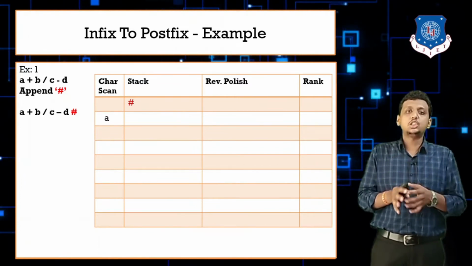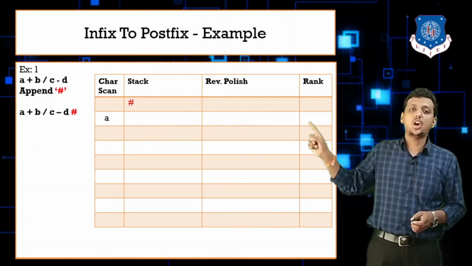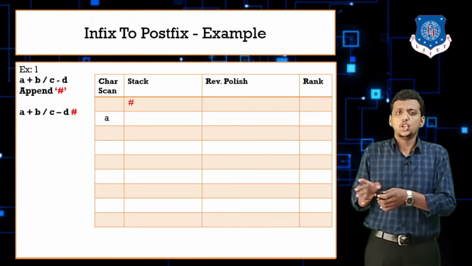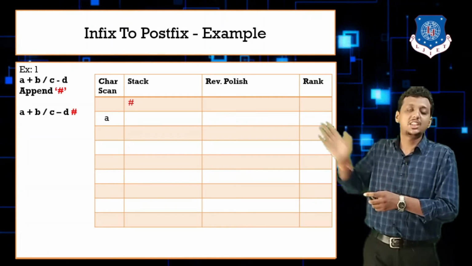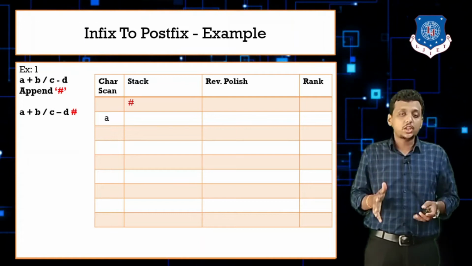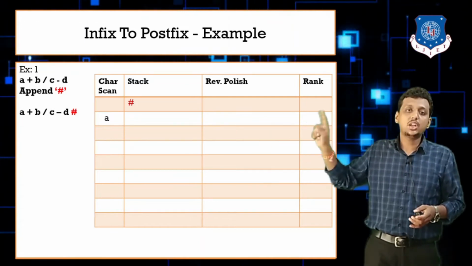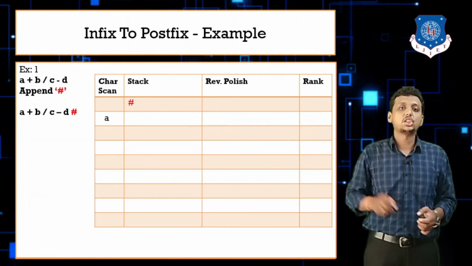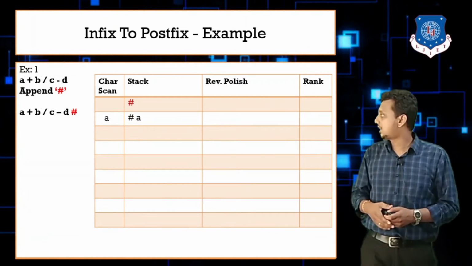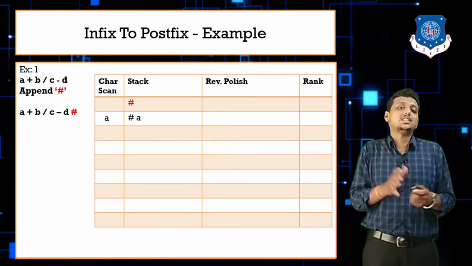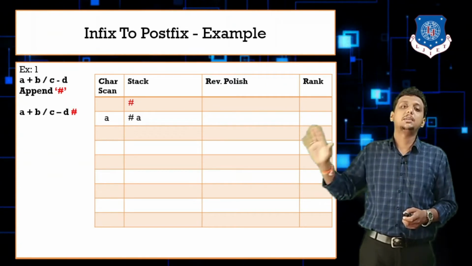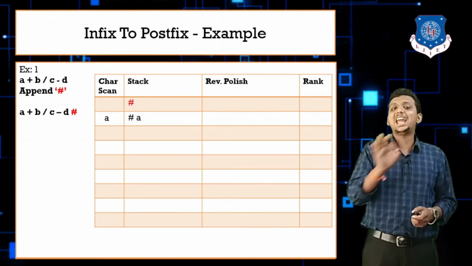So we just need to compare the precedence of A with the precedence of the stack. The condition is f of next is less than or equal to f of s of top. Is that so? Just compare your character scan precedence with the stack precedence. No, because the variable always has the higher precedence. So if your next value has the higher precedence, just push it inside the stack. So I'm pushing A inside the stack. Nothing is popped out from the stack, so the reverse polish and rank remain as they are. You do not need to insert anything there.